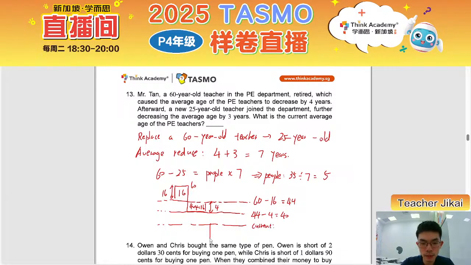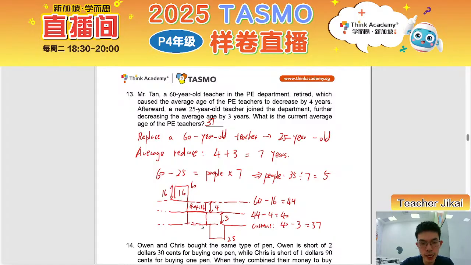So somebody comes, so the age decreases again, and we know he is 25 years old, right? And the average age change is also 3. So we know the current is 40 minus 3, right? 37. So we know the answer is 37. Or you can just verify it, right?